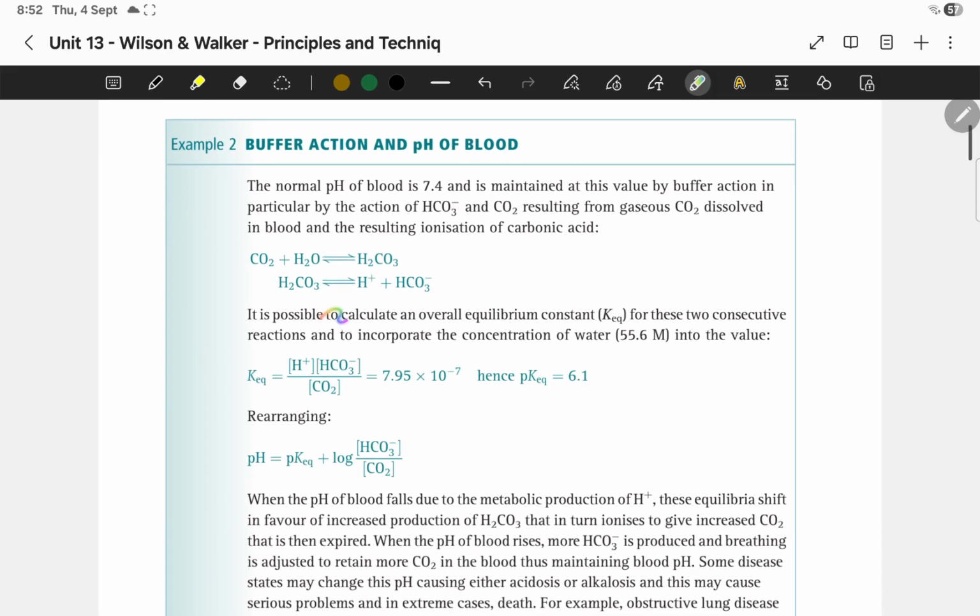It is possible to calculate an overall equilibrium constant, K equilibrium, for the two consecutive reactions, to incorporate the concentration of water, 55.6 molar, in the value. Let us see. So K equilibrium is the concentration of H ions and bicarbonate ions over the carbon dioxide concentration. We get this. Hence the pK equilibrium is 6.1. So pH is found as pK equilibrium plus log of these concentrations.